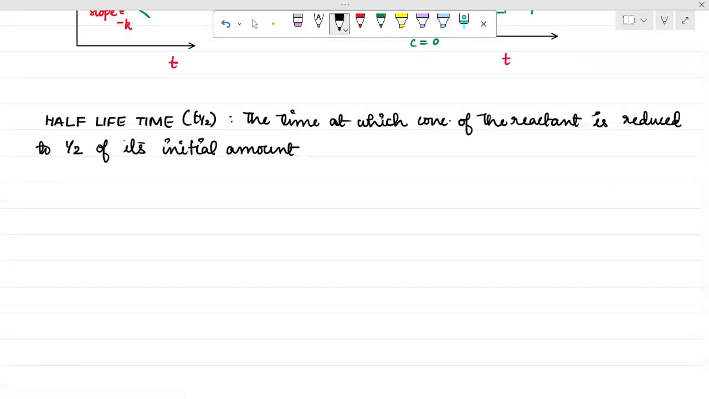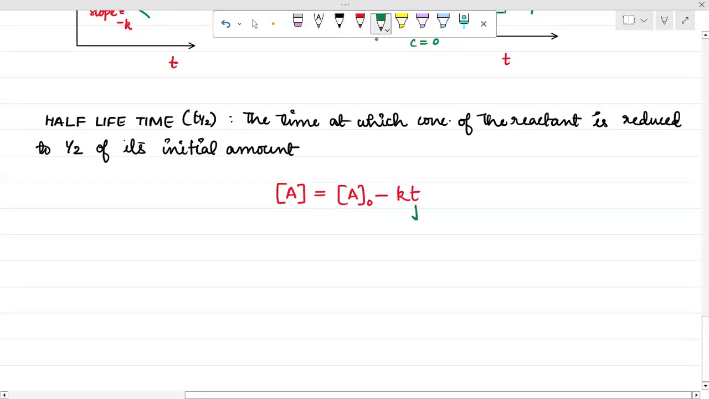So how do you find the expression for half-life? We already know from the integrated rate equation that concentration at any time t is equal to initial concentration minus kt. This is the integrated rate equation. Now you have to know that the question is to find the expression for t half.